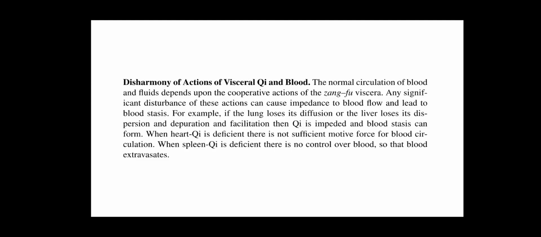Disharmony of actions of visceral qi and blood. The normal circulation of blood and fluids depends upon the cooperative actions of the Zangfu viscera. Any significant disturbance of these actions can cause impedance to blood flow and lead to blood stasis. For example, if the lung loses its diffusion or the liver loses its dispersion and depuration and facilitation, then qi is impeded and blood stasis can form. When heart qi is deficient, there is not sufficient motive force for blood circulation. When spleen qi is deficient, there is no control over blood, so that blood extravasates.